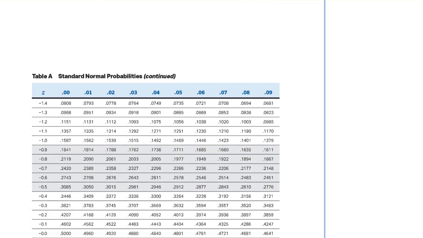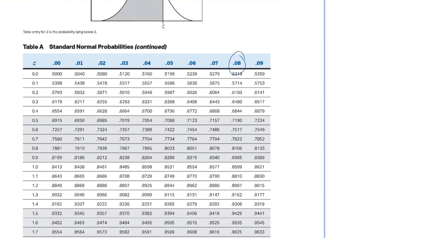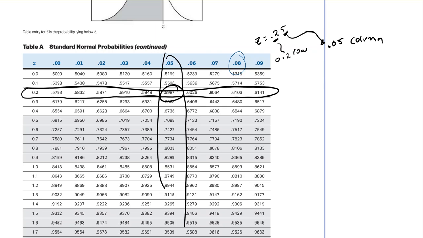Now, I'm going to keep scrolling down because I have a positive z-score here, so I'm going to go to the positive z-score table. Since the z-score I was interested in is 0.25, the 2 is going to tell me to go to the 0.2 row, right here. And the 5 is going to tell me to go to the 0.05 column. That overlap is the area to the left of our z-score.